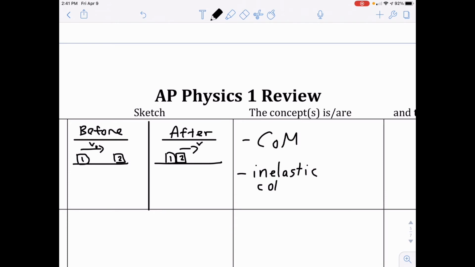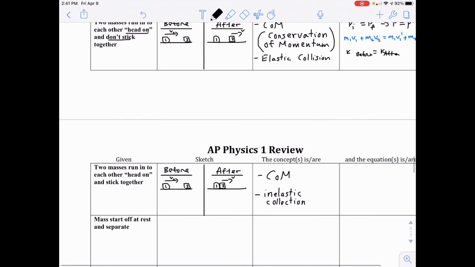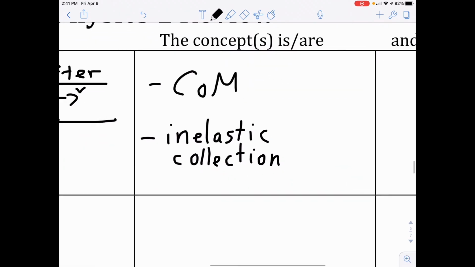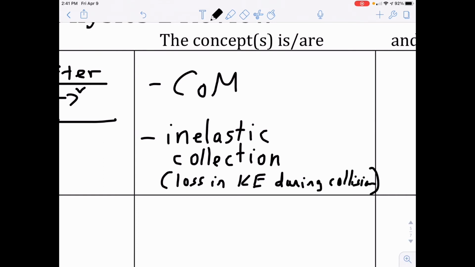Now, an elastic collision is one in which the kinetic energy is the same before and after. In an inelastic collision, there's always going to be a loss in kinetic energy during the collision. Some of that kinetic energy is transformed into other things.